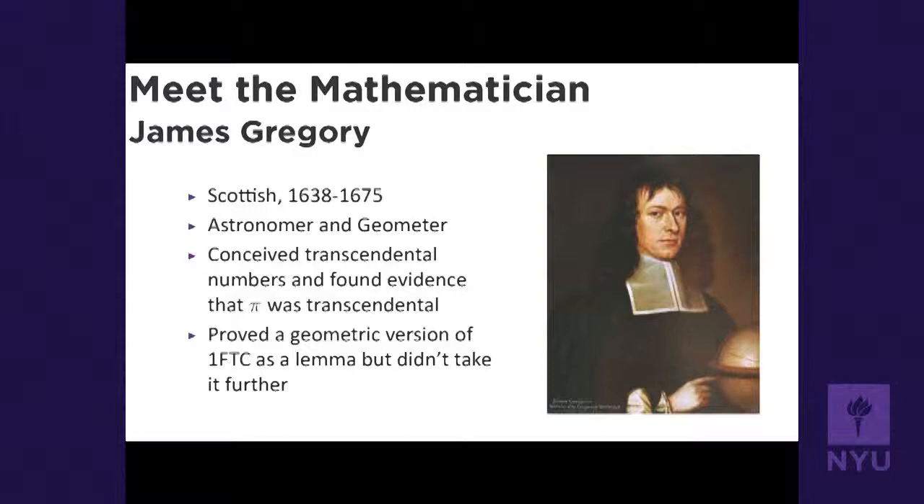He thought up the idea of transcendental numbers, and he thought that pi was transcendental. He wasn't able to prove it, but he had some good evidence for it. And he proved a geometrical version of the first fundamental theorem of calculus as a lemma, but he didn't take it any further because he was interested in other stuff. He didn't really understand where this was going to go. It was more useful for him to prove something else. This actually happens a lot in math even today.